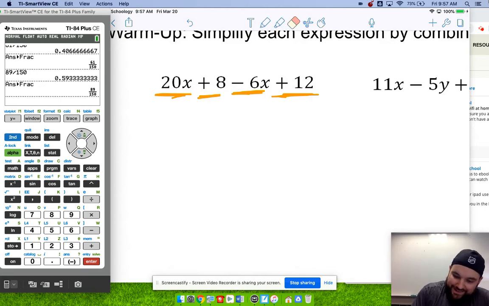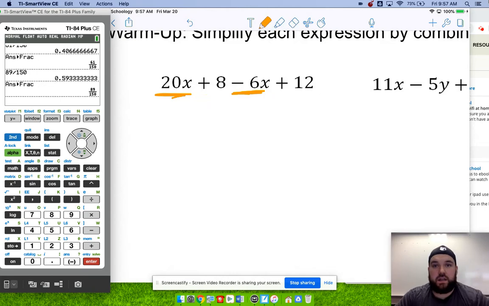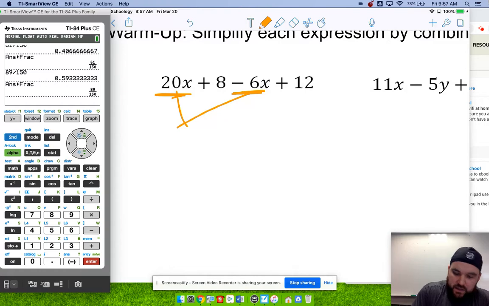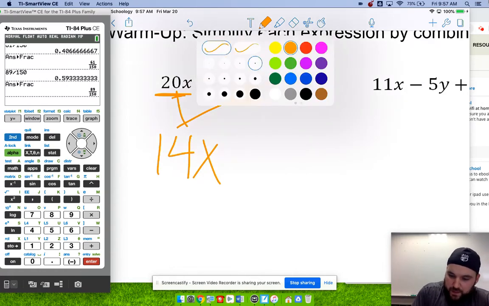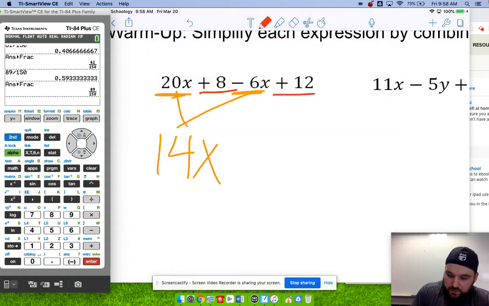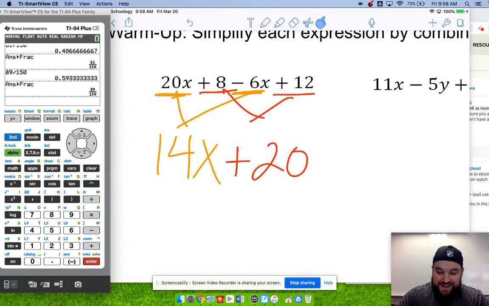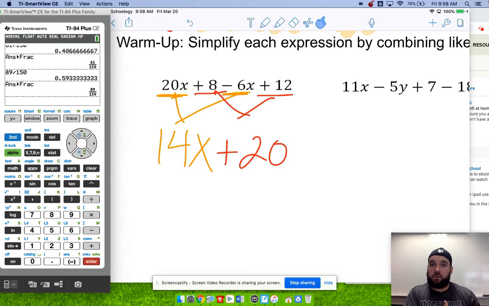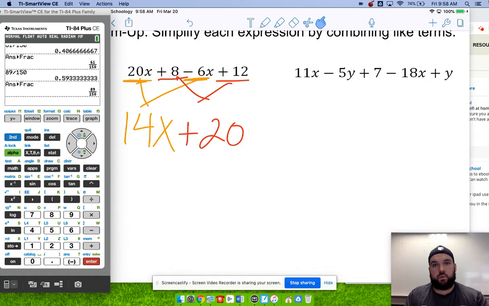If I'm going to combine like terms, we know that like terms can only be combined if they have the same variable. Here I have 20x minus 6x. 20 take away 6 is 14, so those combine to be 14x. Over here, I have a positive 8 and a positive 12, and those combine to be plus 20. I cannot combine 14x and positive 20 because 14 has a variable x with it, and 20 does not. So that is fully simplified. We went from 4 terms down to 2 terms.